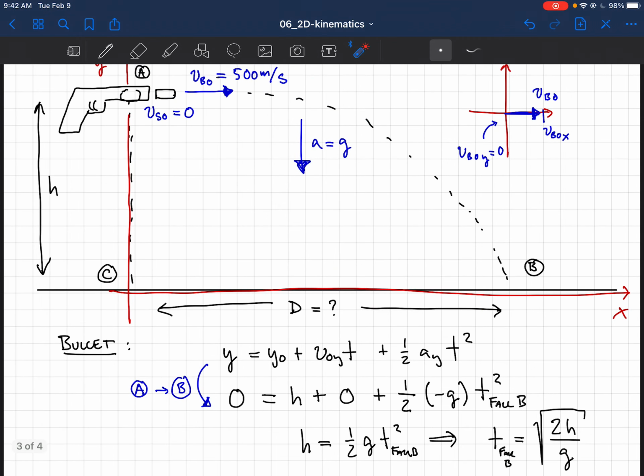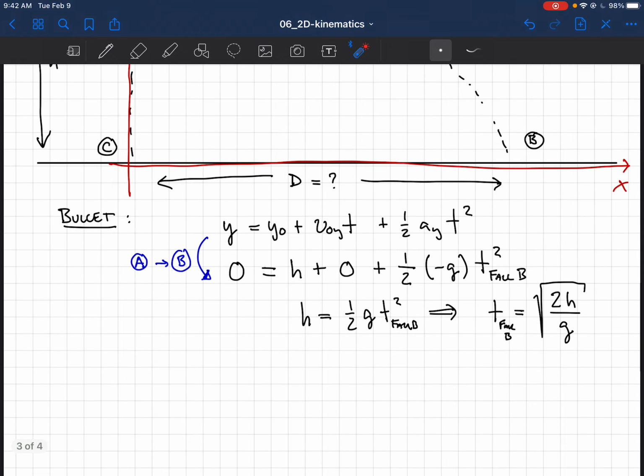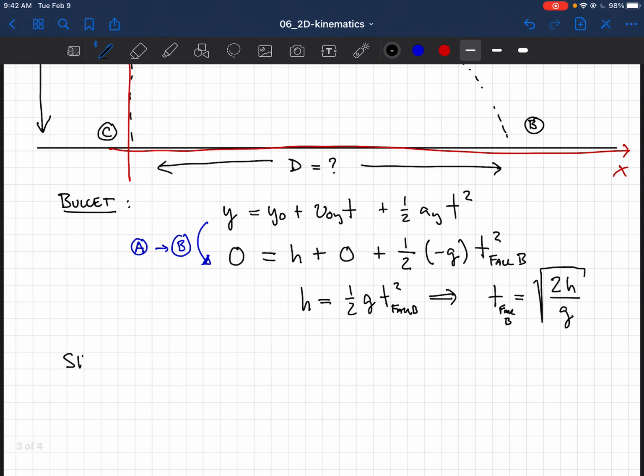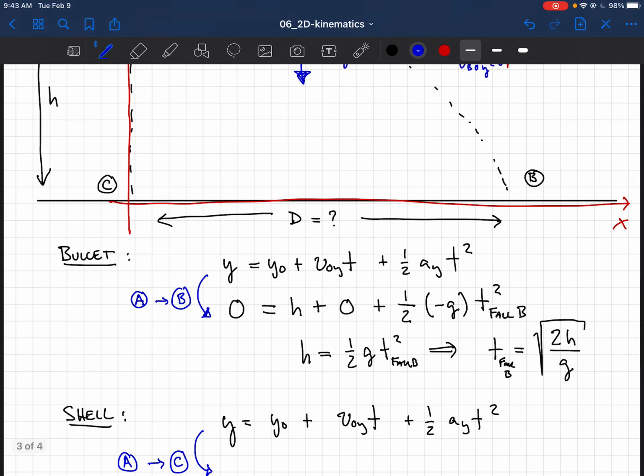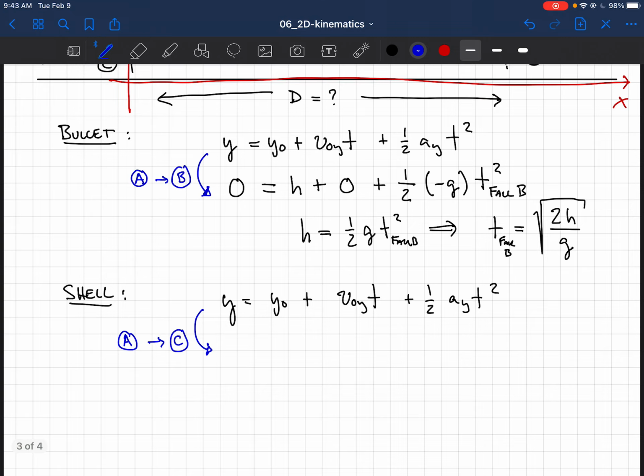Now let's consider the shell casing. The shell casing goes from this point down to this point, so from A to C, and we might as well use exactly the same equation. So we have y is equal to y naught plus v naught y t plus 1/2 ay t squared. State how we're going to use it. We're going to go from point A, back at the gun, to point C, directly below the gun on the ground. And then we just go through and look at what the values are.